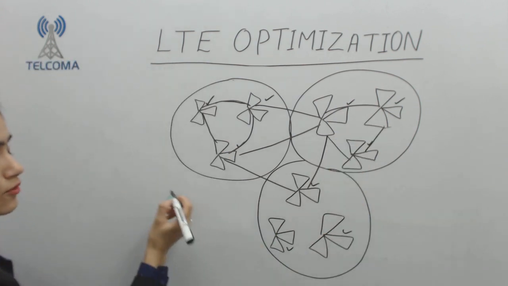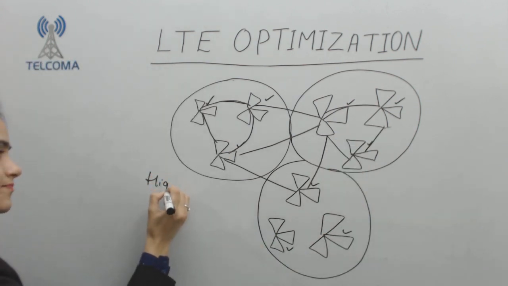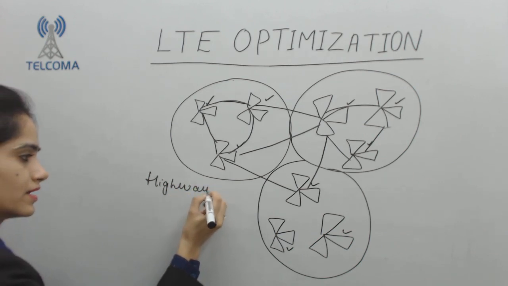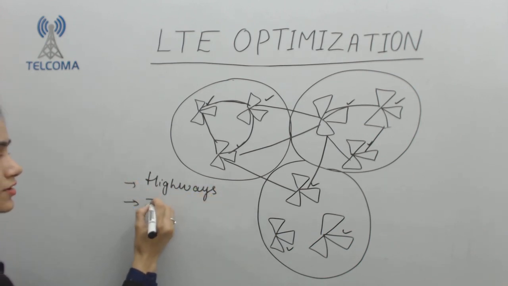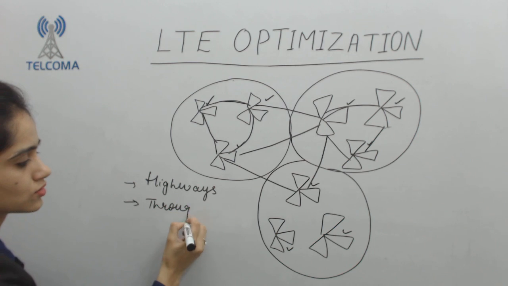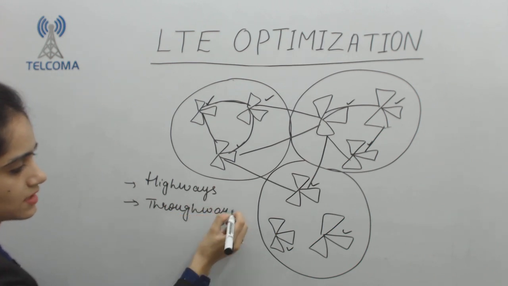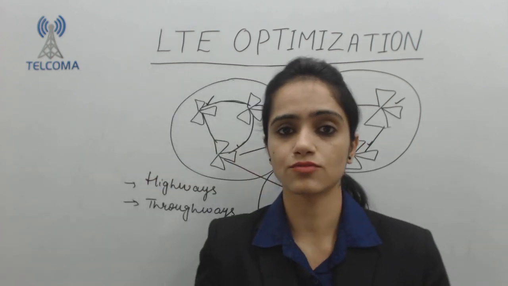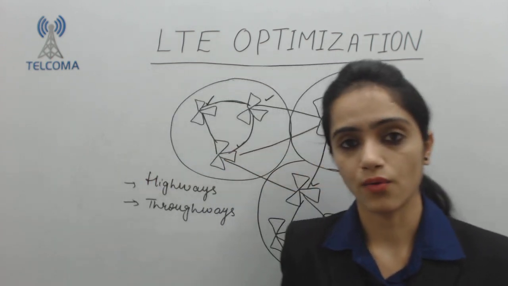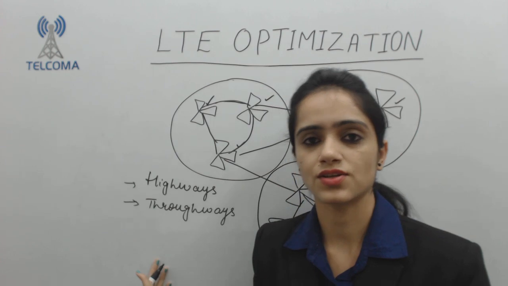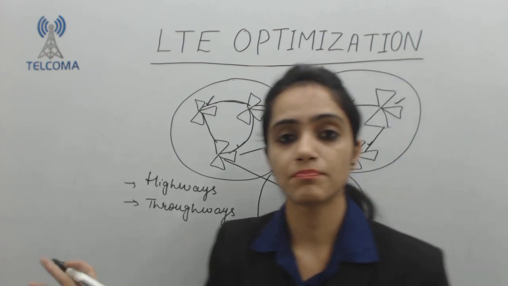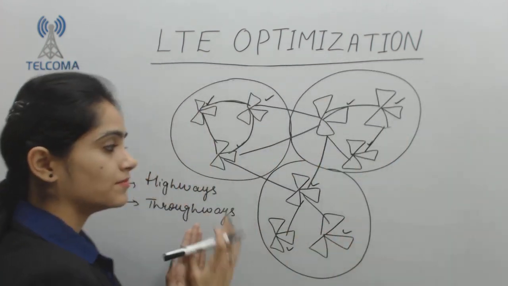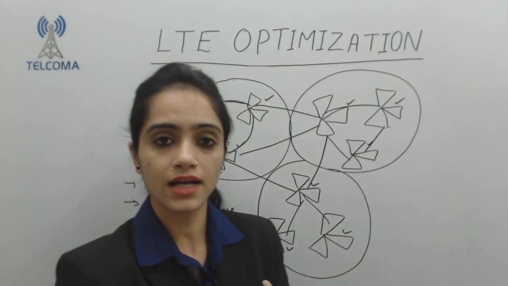That means we require to cover highways as well as all throughways, the major roads connecting and the smaller roads. Because now in this cluster level optimization, we require to find out parameters which are usually related to our handovers.